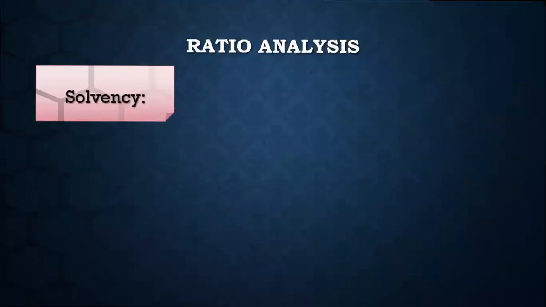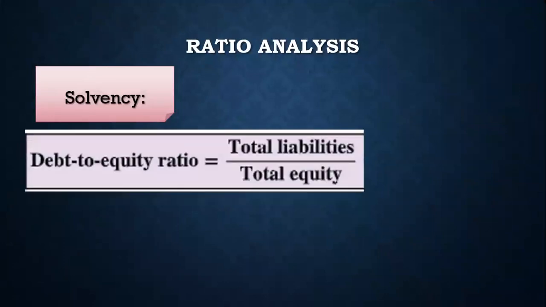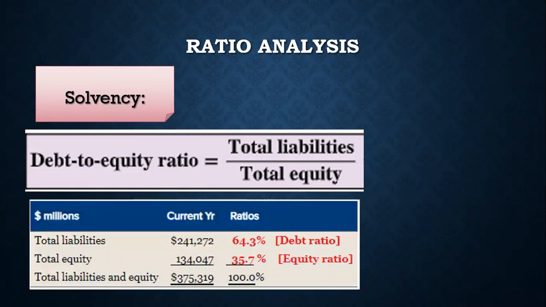All right, solvency. Here we're going to get into longer term debt. So the first one is going to be the debt to equity ratio. We have our total liabilities, not just current, divided by the total equity. So basically, we have a lot of assets, but how much of that's liabilities, how much of it's equity? This will tell us that.